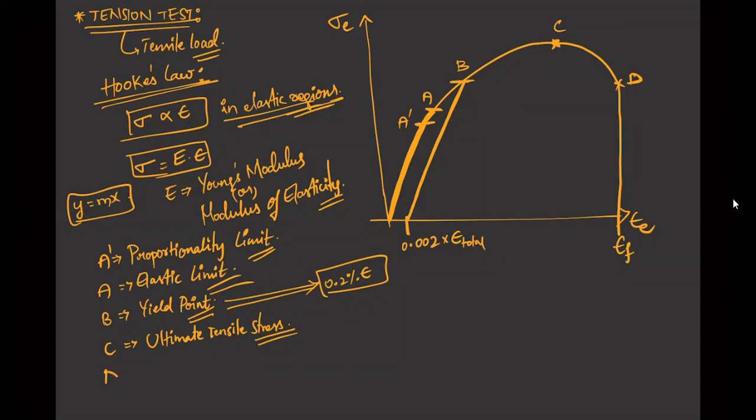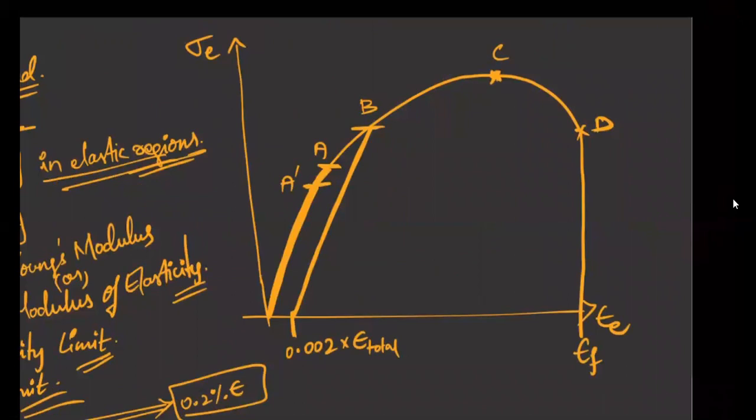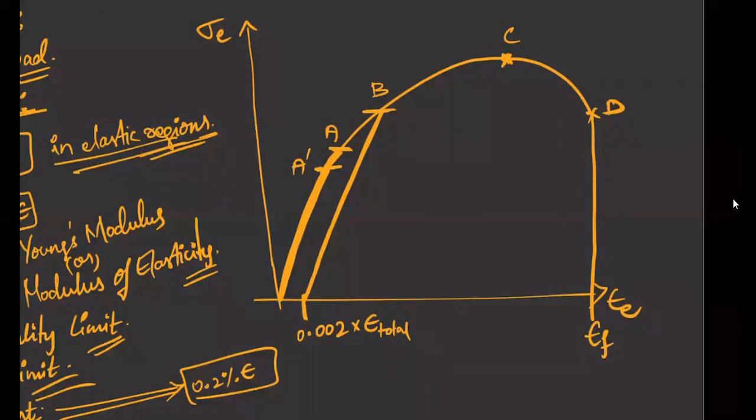So these are the different points. Now I want to talk more about this. If you observe the graph, we know that sigma is equal to load by area, right? But why is this happening?